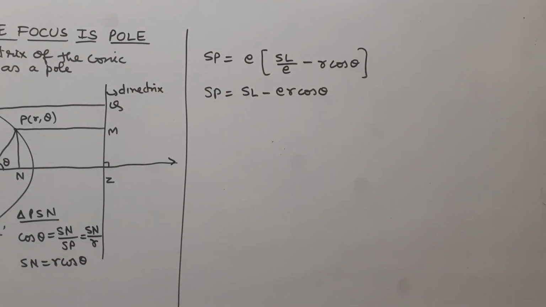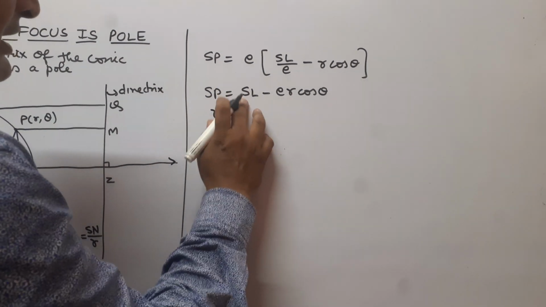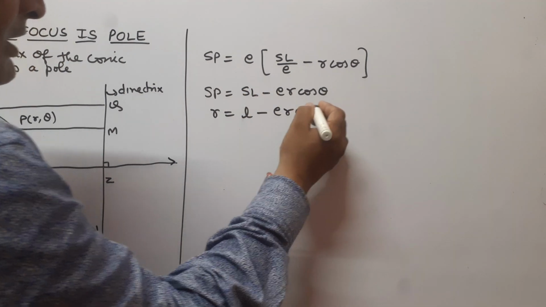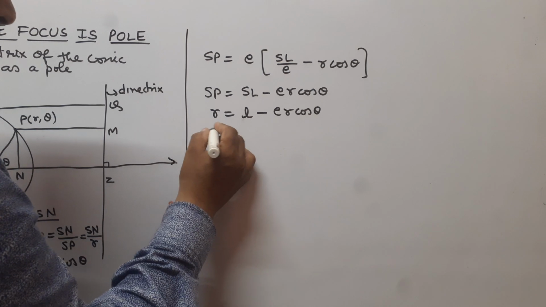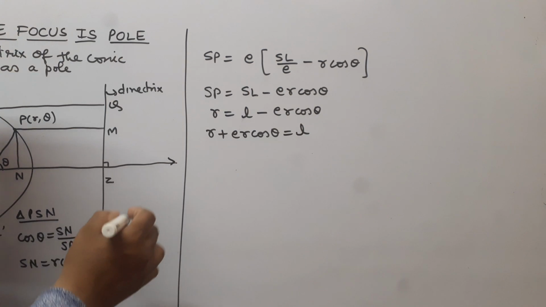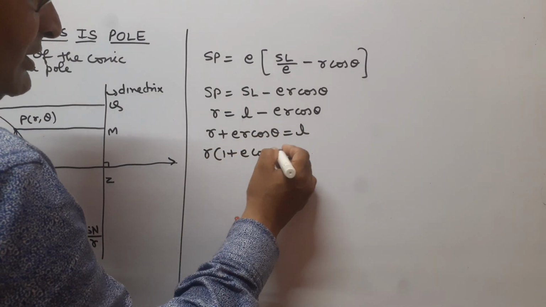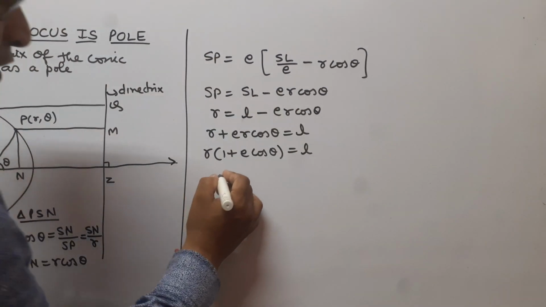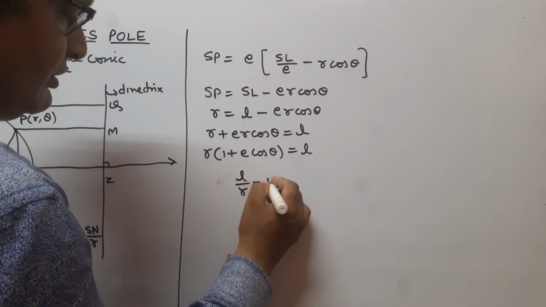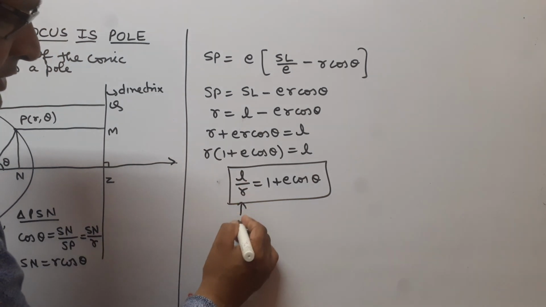Now from the figure SP is equal to small r and SL is equal to small l, which is the semi-latus rectum. Transforming e r cos theta to the left hand side, we get r plus e r cos theta is equal to l. Taking r common, we get r times (1 plus e cos theta) is equal to l. So l upon r is equal to 1 plus e cos theta. This is the polar equation of conic.